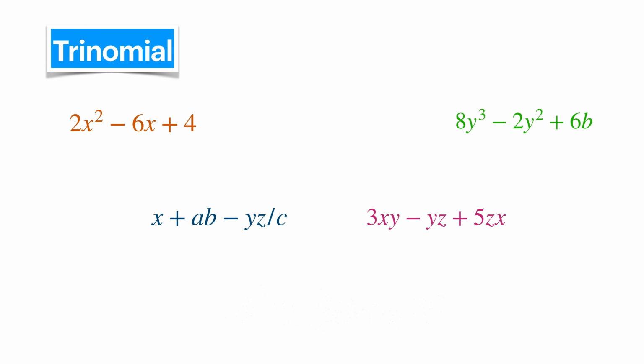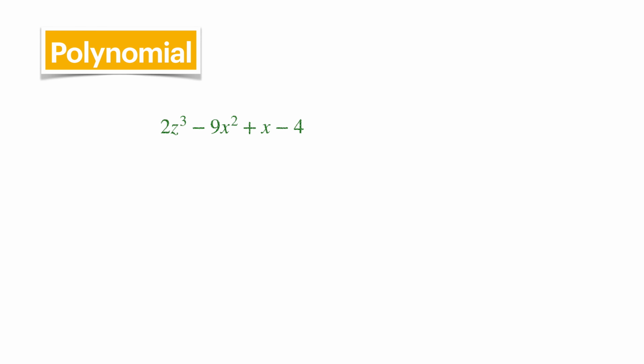And then comes the trinomial, which means 3 terms in an expression, as in 2x square minus 6x plus 4, or 8y cube minus 2y square plus 6b, etc. And then comes the polynomial, which means more than 3 terms should be there. And here are some examples of the polynomials.